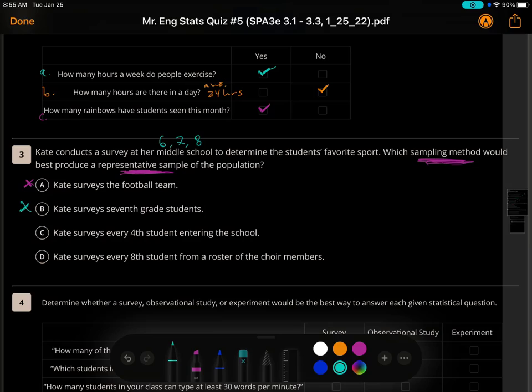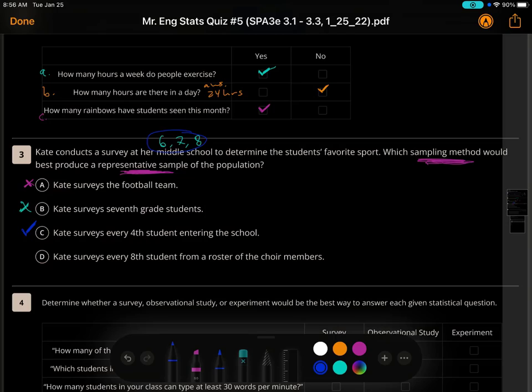C, Kate surveys every 4th student entering the school. This is a good one because you might get a 6th grader, you might get an 8th grader, you might get a 7th grader. So each of the grade levels have an equal opportunity of being selected.